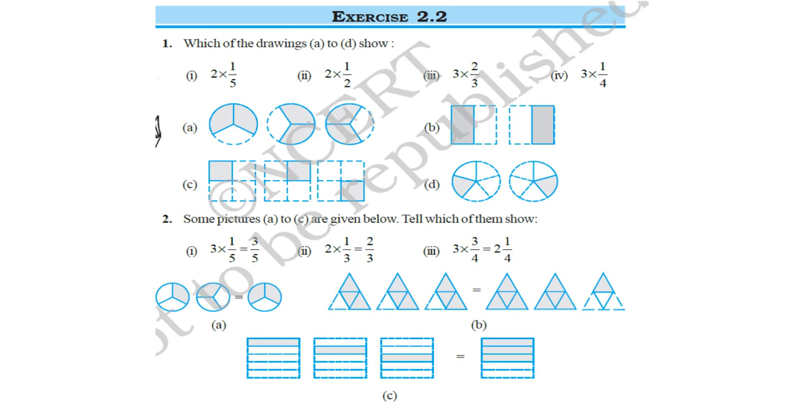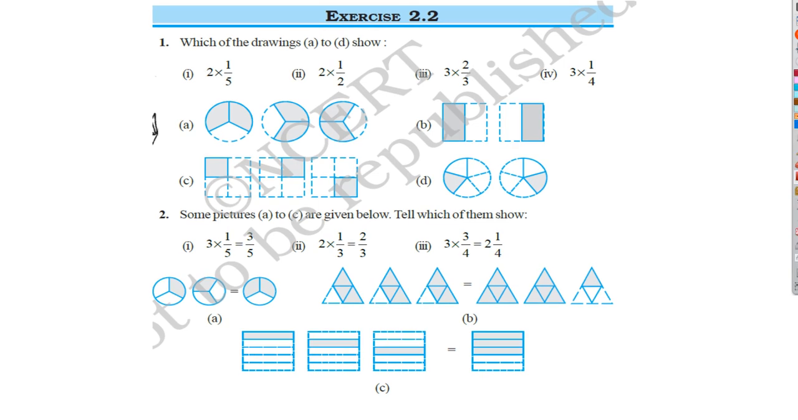Here is exercise 2.2. Look at the first question. In A, here out of 3, 2 portions are shaded. That means one circle denotes 2 by 3. Similarly, 3 are there. So this represents 3 into 2 by 3. That you have to write down. Draw this figure and write 3 into 2 by 3. Similarly, do all the other questions.